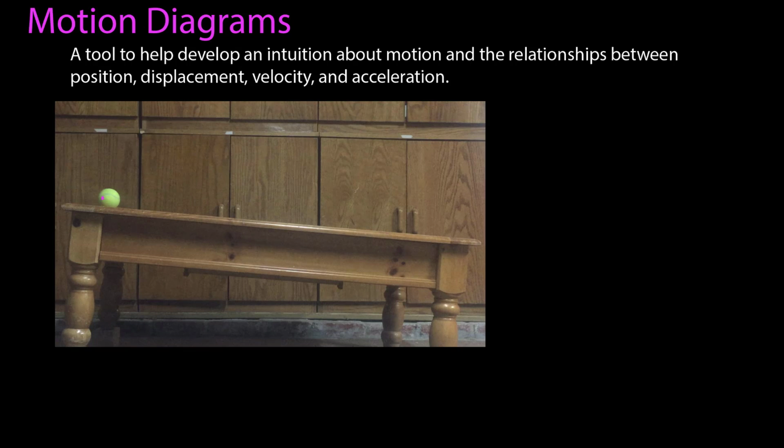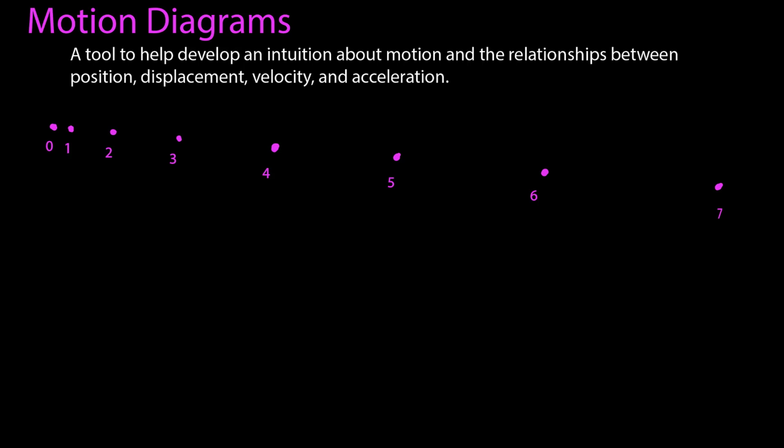Next, I grabbed a frame exactly a third of a second later. I'm going to represent its location there with a dot. Then I grabbed a frame exactly a third of a second after that. Repeat with a frame a third of a second later. And frame 8. Now on one page, I have 8 different snapshots of where the ball was, represented by points, each exactly a third of a second apart. This is a motion diagram.